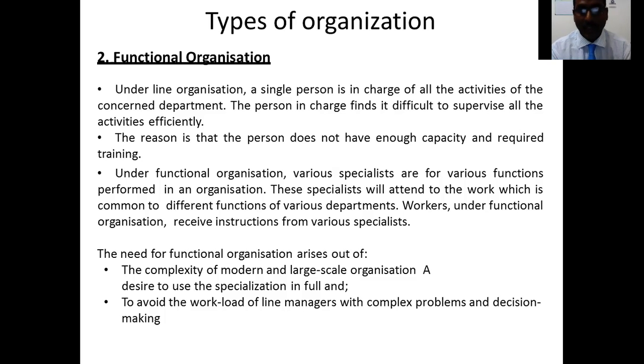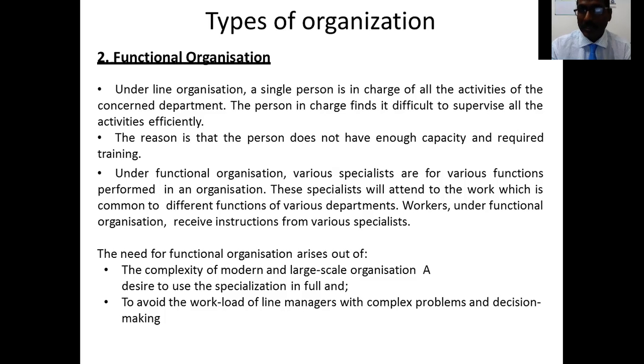Under line organization, a single person is in charge of all the activities of all the concerned departments. The person in charge finds it difficult to supervise all the activities efficiently. The reason is that the person does not have enough capacity and required training. As you saw earlier in the line organization, even though the manager may be in charge of sales, he will be carrying out the functions of other departments like accounts and finance, HR department, production department if necessary. So he will be doing everything.